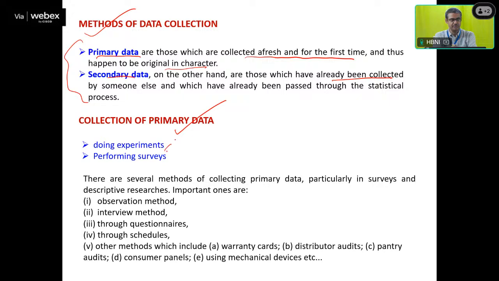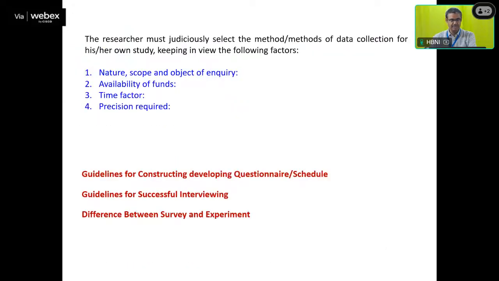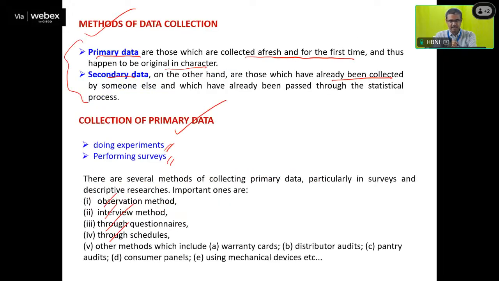Definitely you know that it first is by doing experiments, for technical research, and by performing surveys. What are the different methods of surveys? One is the observation method, interview method, through questionnaire, through schedules, and other methods. We discussed each of them, right? We discussed primary data, secondary data, collection of primary data, doing experiments, performing surveys, and different methods of surveys: observation, interview, questionnaire, schedules, right?